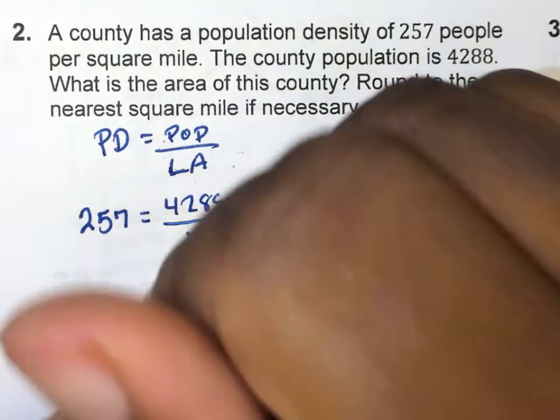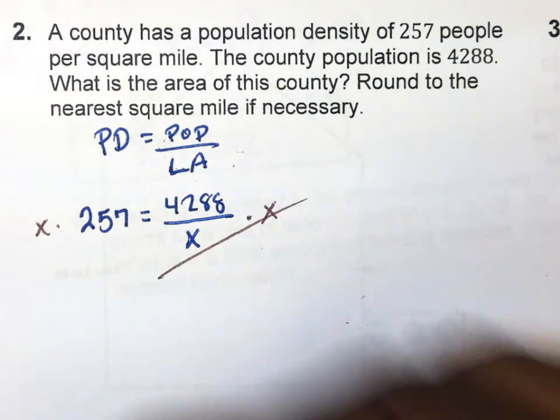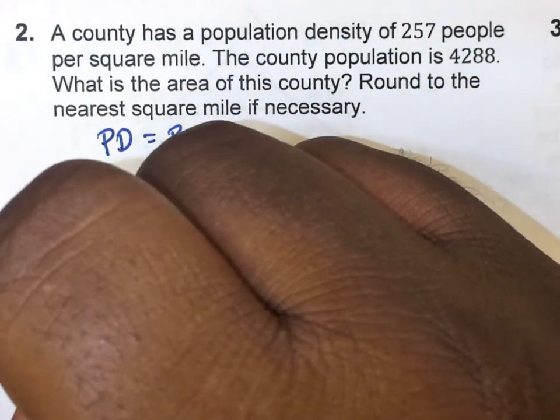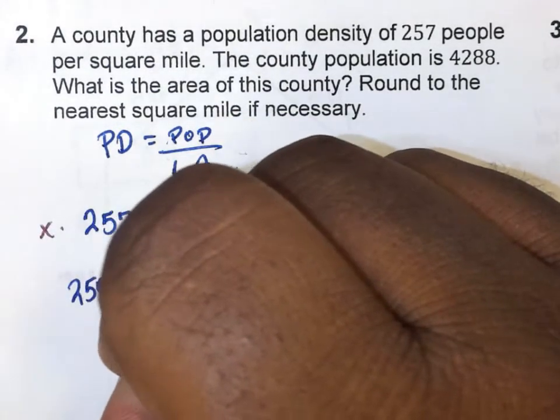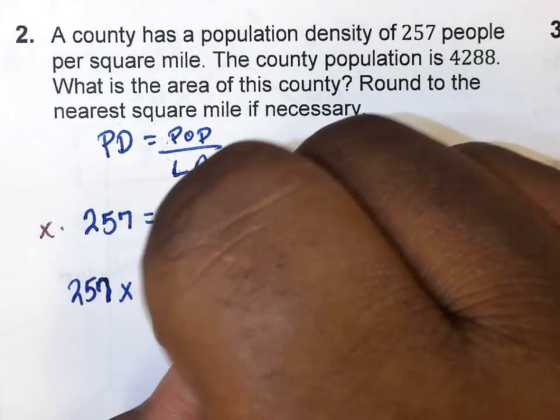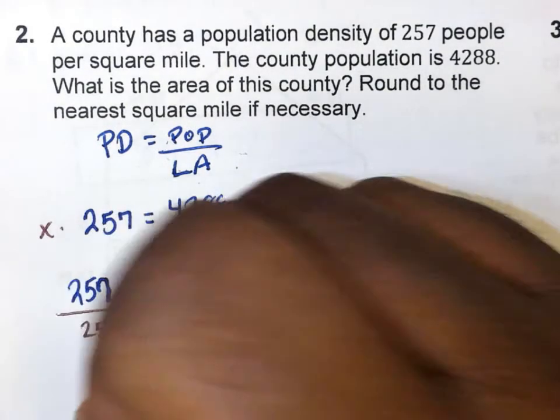Y'all should know how to solve this by now though. Times X, cancels. 257, X equals 4,288. Divide by 257.